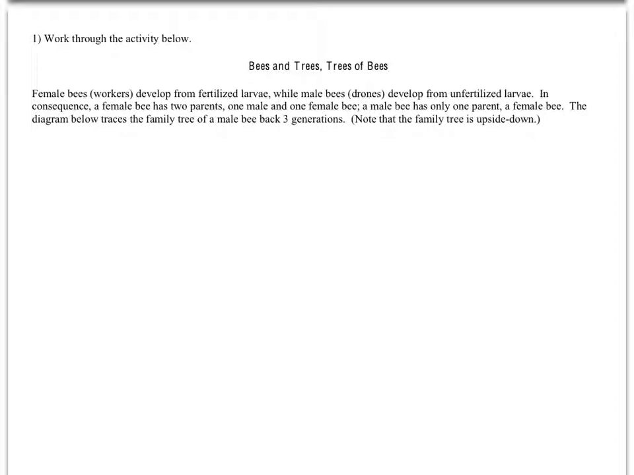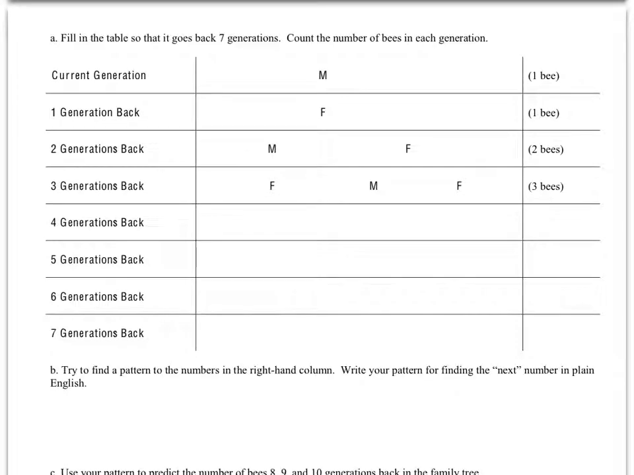As a matter of science, female bees develop from fertilized larvae and male bees develop from unfertilized larvae. So as a consequence, a female bee has two parents, a male and a female, and a male bee has only one parent, just a female. This diagram traces the family tree of a male bee back three generations. So here's our current generation, one male bee.